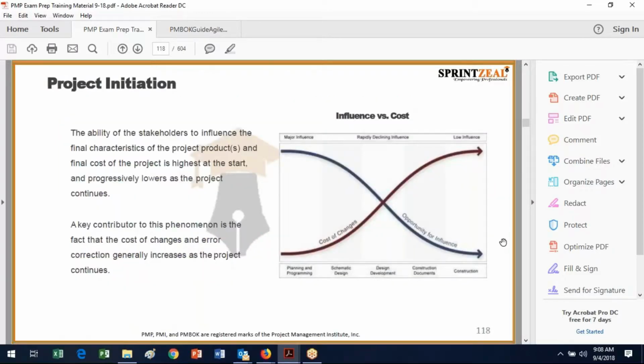Okay, so next we're going to talk about project initiation, and I kind of tipped this a little bit yesterday about the ability of stakeholders to influence the final characteristics of the project. So the cost of change, if you look at the red line, starts fairly low and gets fairly high, and if you look at the blue line, the opportunity for influence by stakeholders starts pretty high and rapidly declines and gets pretty low, because obviously, say if you've laid a foundation, then that characterizes the building.